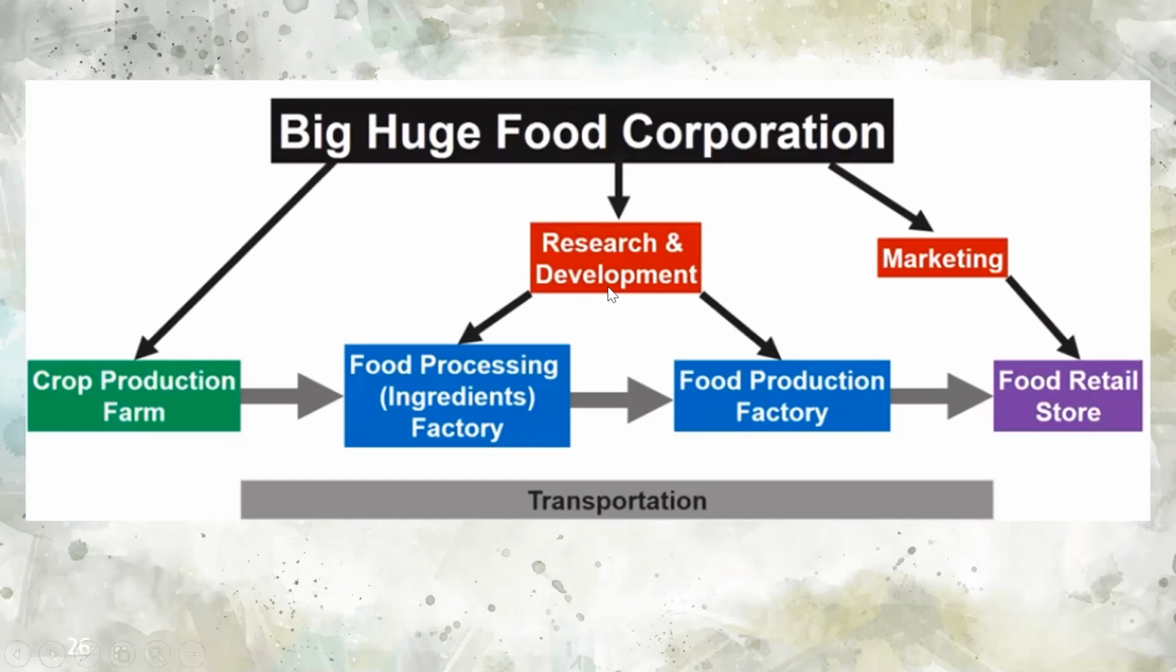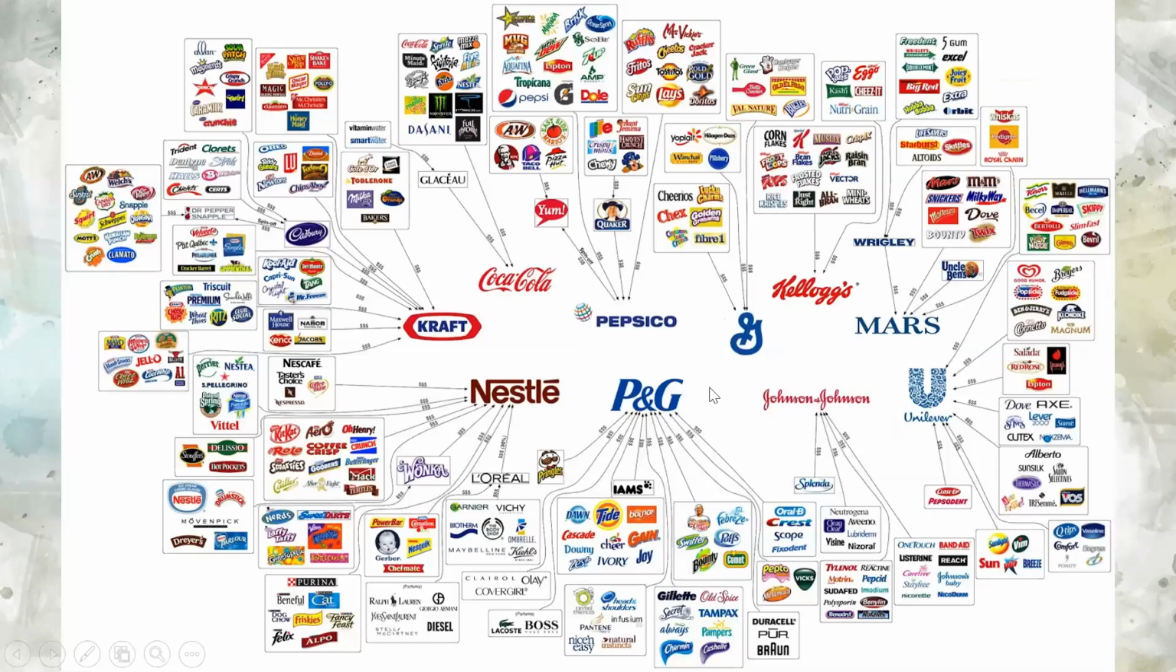And with that might come research and development of processing or producing food, or might come the marketing scheme. How are they going to sell it? And of course, there's transportation with all this. We can see some of the biggest corporations in the world have this complex network.